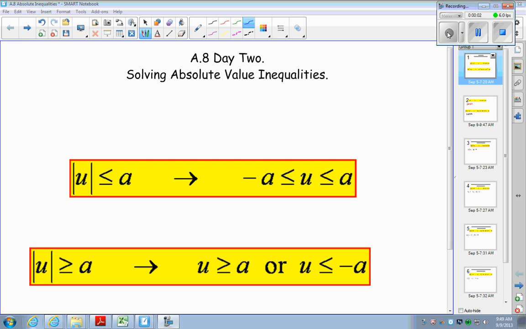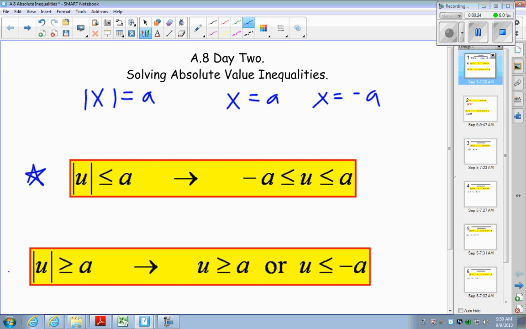Hey guys, in today's video we're going to be talking about solving absolute value inequalities. We looked at absolute values before in equations like this one, and we'd break this into two parts where a is positive and a is negative. But now we're going to be looking at inequalities, and here are two rules that you guys should definitely write down in your notes. And I'm going to go on to the next slide and explain why these hold true.